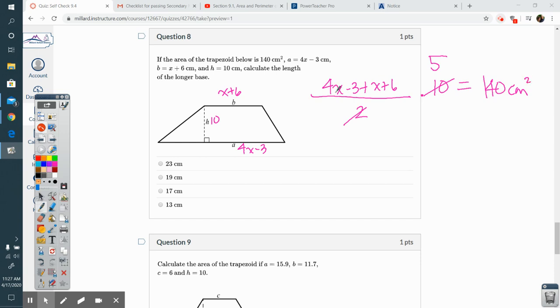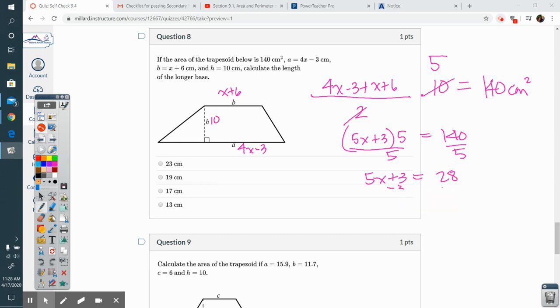So add these together and multiply by 5. So we have 4x and x is 5x. Negative 3 and 6 is a positive 3. Multiply that by 5, and that equals 140. So you can divide by 5 and get rid of it with the 140, which I would probably do first. So divide both sides by 5. And this leaves 5x plus 3 on this side, and 140 divided by 5 on this other side is 28.